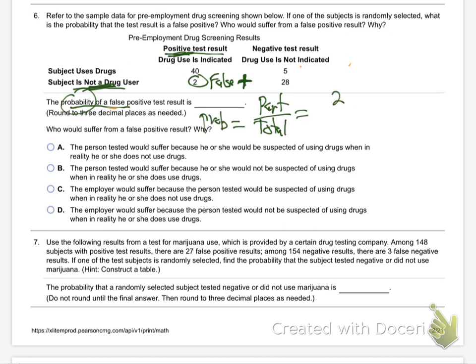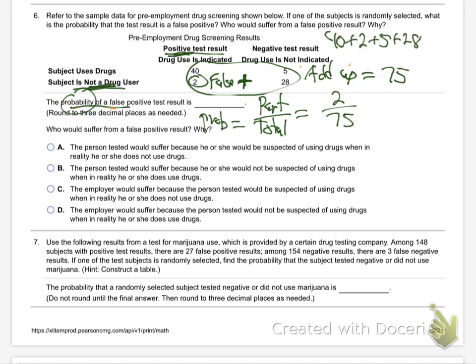That's how we always do probability. So what's the part? 2 out of. Now what's the total number of all these people? If you add them up, I don't know what that is. 42, is it 70? I think it's 75. So I just added 40 plus 2 plus 5 plus 28, 75. So then there it is. Take your calculator and take 2 divided by 75. Get the decimal there.